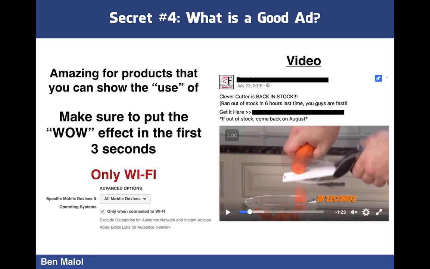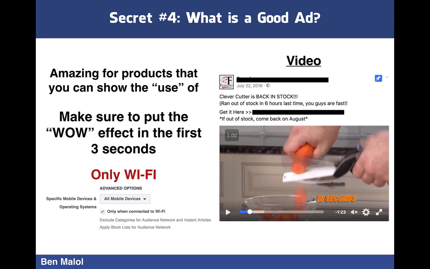And with the videos, I usually only use videos to show products that I need to show, right? To show the use of them. So this can be a video of a product which is a kitchen tool or whatever. The thing is that a video is best to use when you show a product. So make sure you put the wow effect as well in the first 3 seconds.